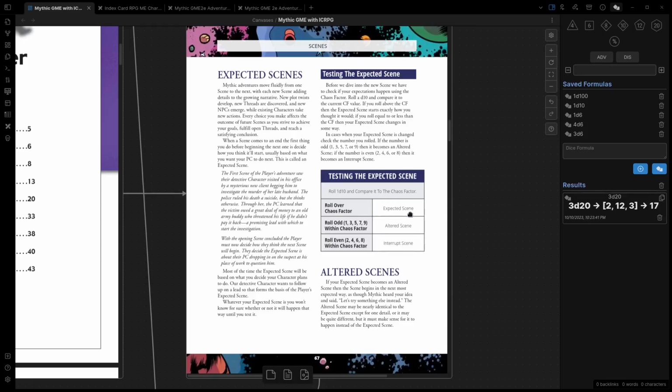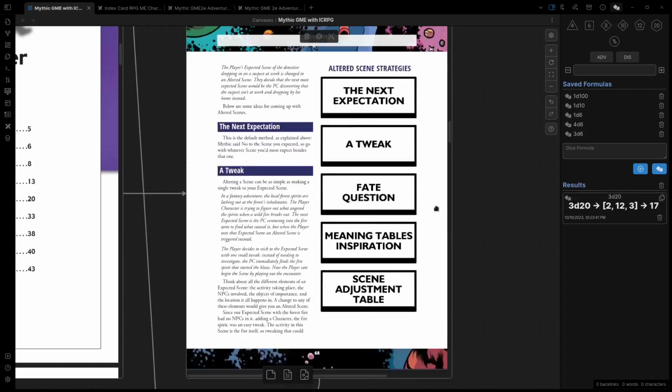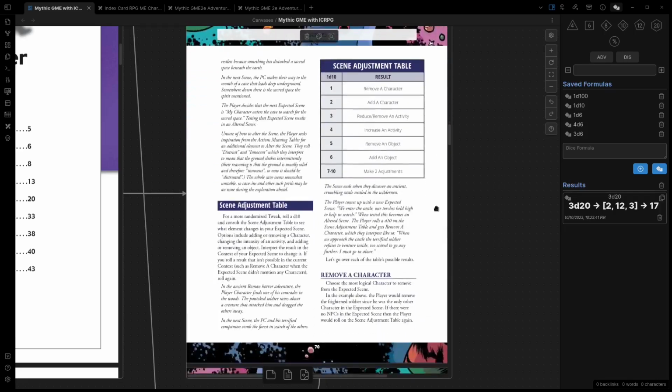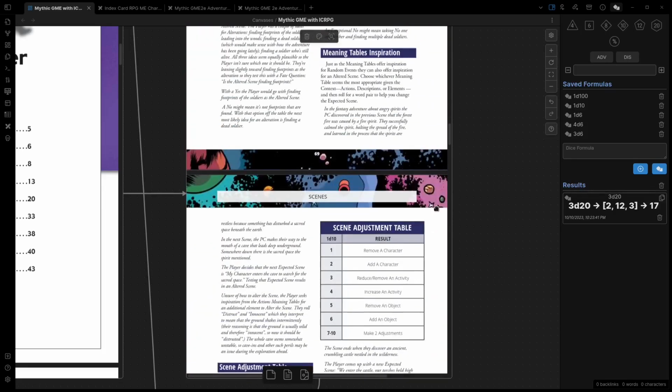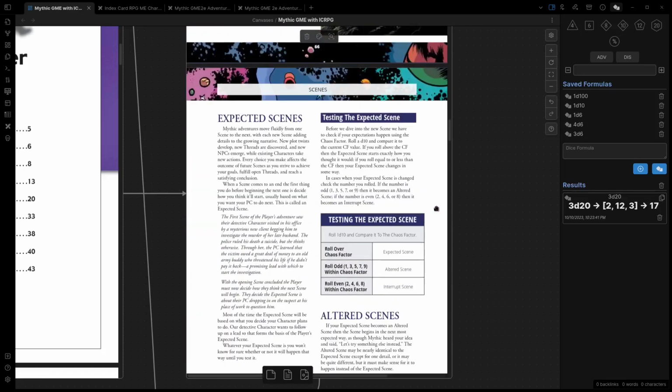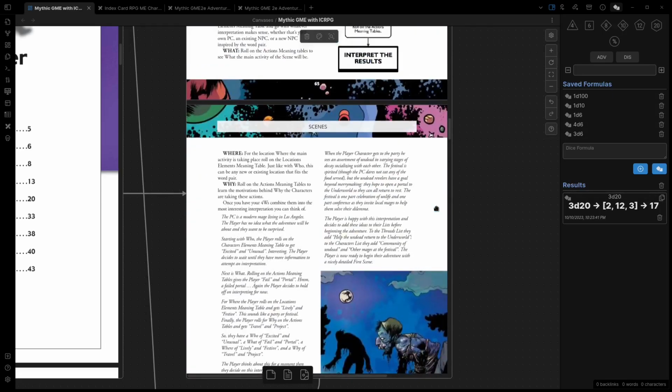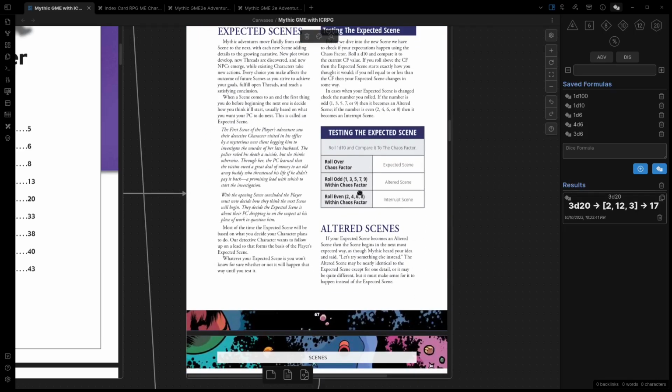I arrive at the nebula and I make my way to the power generator. If the D10 rolls under or within the chaos factor, I have an altered or an interrupt scene, and if it's odd, altered, even, interrupt. If it's interrupt, we roll for a different type of scene. Sorry for the random page movements here. Where'd it go? We'll find it later. So we'll just roll D10.